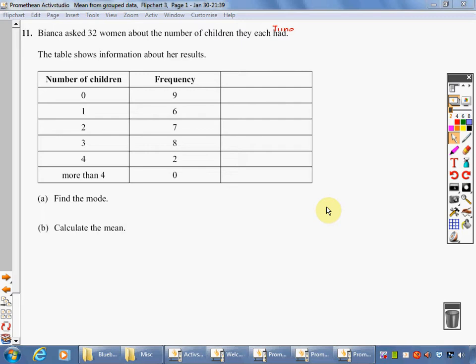Okay. Bianca asked 32 women about the number of children they each had. The table shows information about her results. Find the mode, calculate the mean. Okay, so first of all, finding the mode.